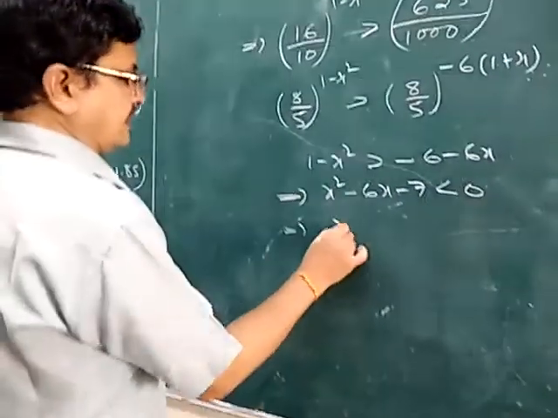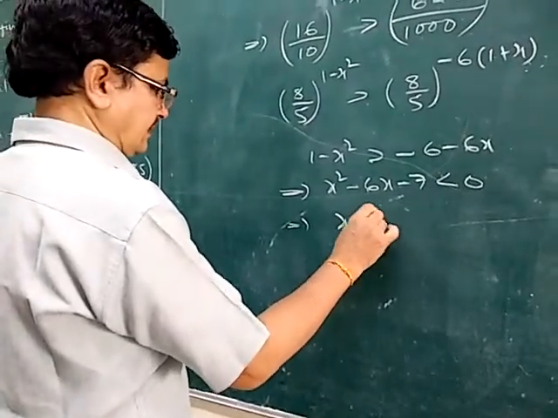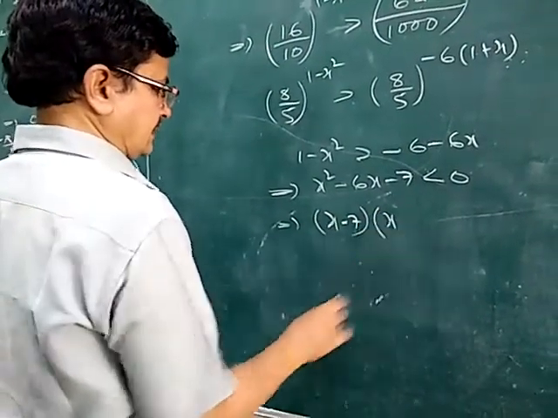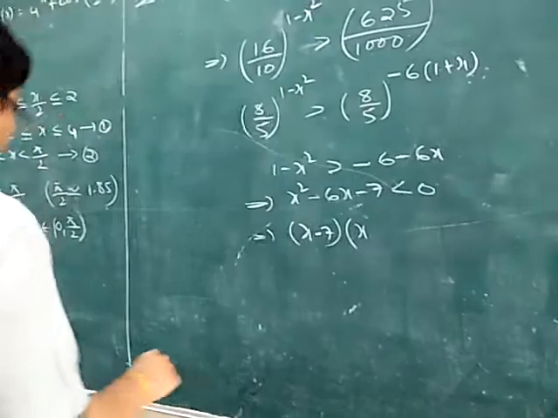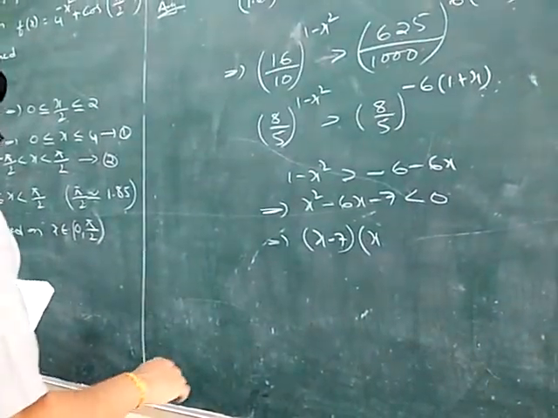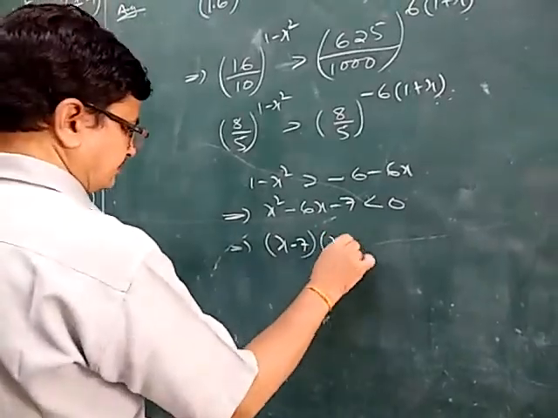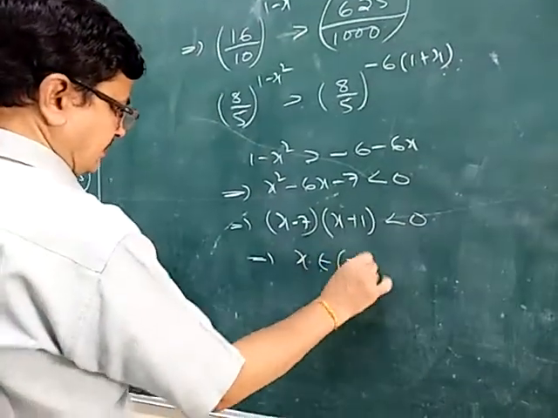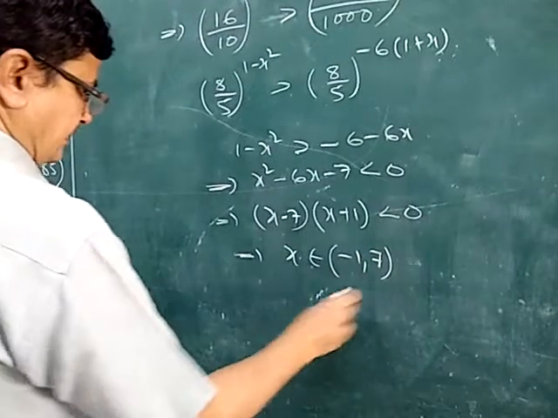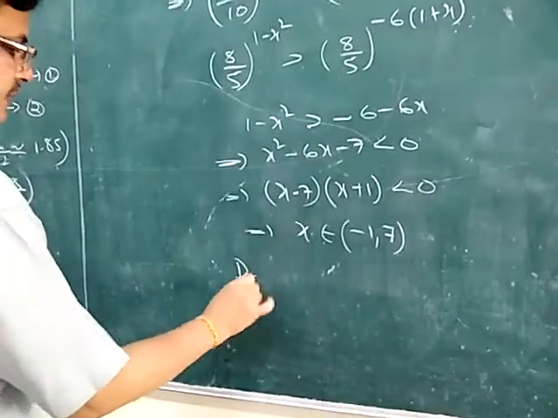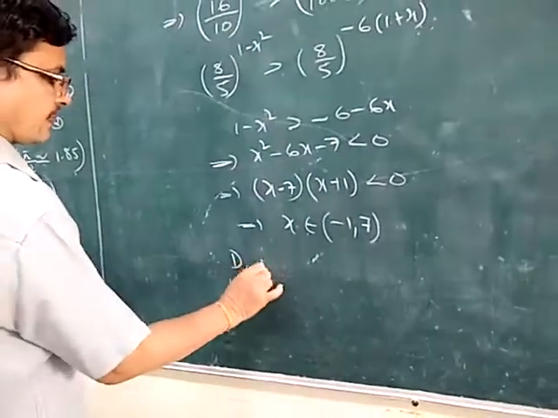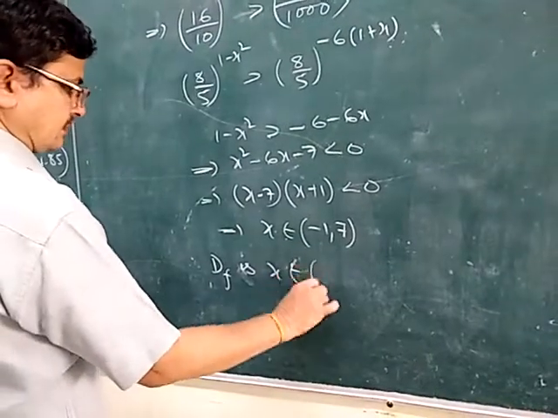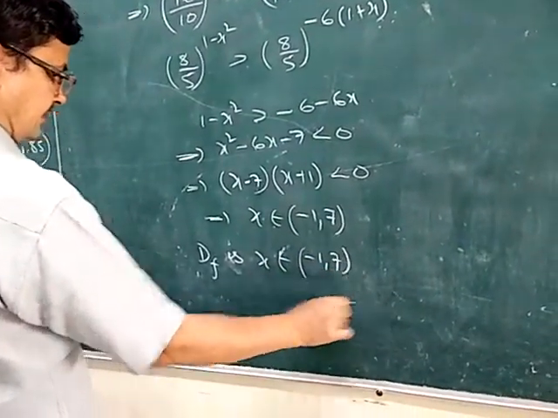So that implies (x minus 7) into (x plus 1) is less than 0. So that implies x belongs to minus 1 comma 7. Therefore, the domain of the given function is x belongs to minus 1 comma 7.